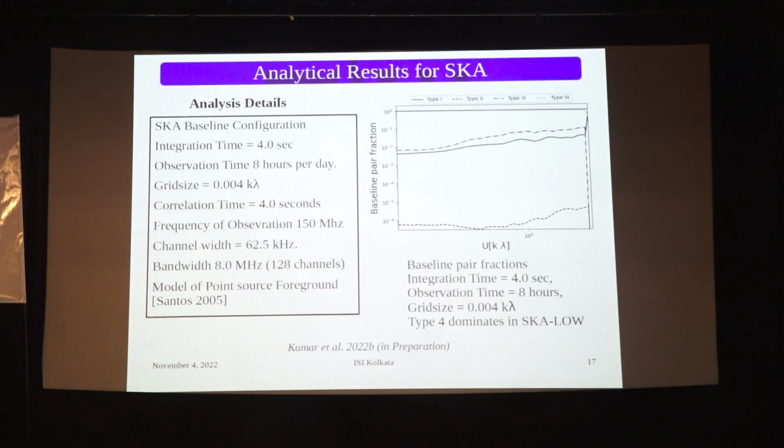So we use these analytical results for further analysis, to analyze the effect of gain errors for, in this case, SKA1 low, because we will ultimately be focusing on that. In this plot, we again show the baseline pair fractions for SKA1 low with these observational parameters, and we find that in the case of SKA1 low, opposite to the GMRT, the baseline pair fraction of type 4 dominates, where no antenna is in common. So these are our other analysis parameters.